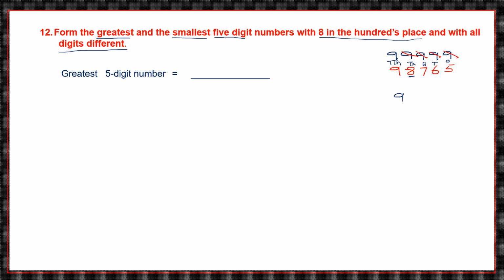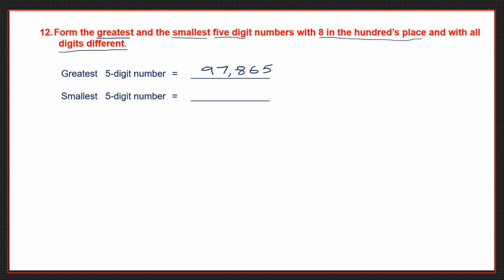So 9. So in the thousands place, we bring 7. And 8 will move to the hundreds place, 6 and 5. So now we have got the greatest 5-digit number, all digits different, and 8 in the hundreds place. So let's write that down, 97,865.